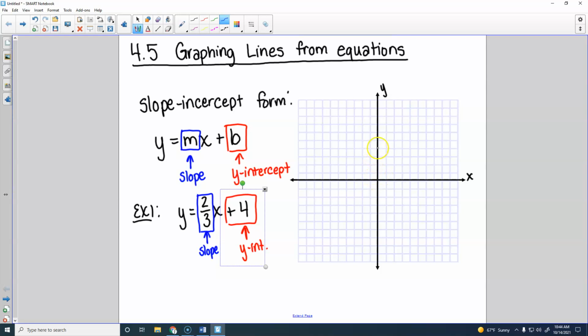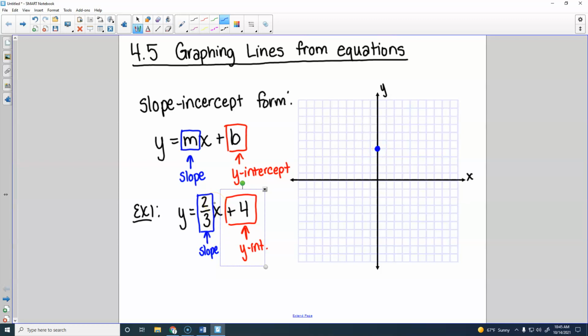So, we're going to go here on the y-axis. We're going to go up to 4 and put a dot. So, you'll need to draw yourself a little axis there. And you're going to go up to 4, and you're going to put a dot. Then, from here, we're going to use our slope to graph the other point.